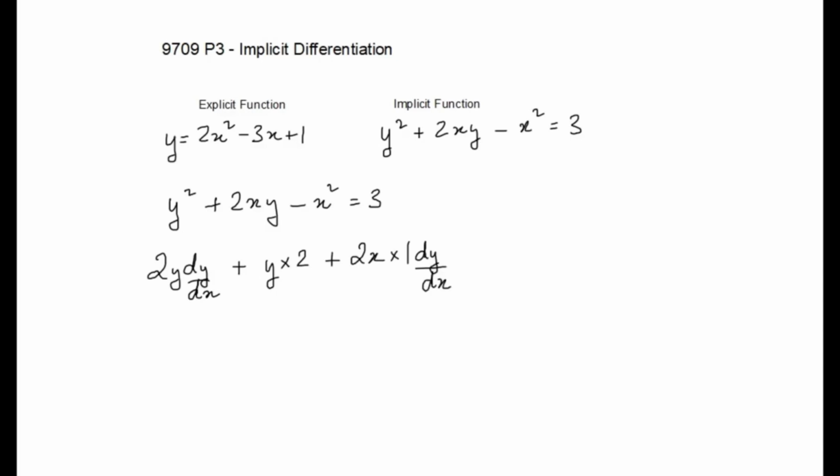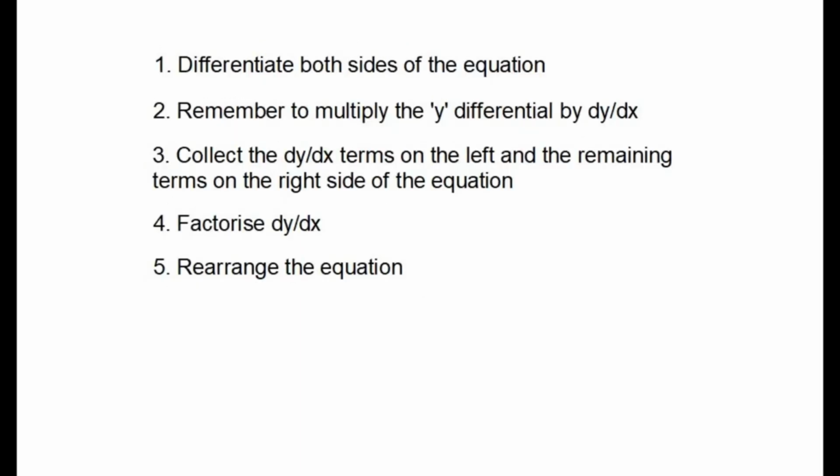And then we have minus x squared. So minus x squared, when we differentiate it, becomes negative 2x equals the differential of 3 or any other constant, which is 0. Now, an implicit differentiation question typically carries 3 to 5 marks, and students will lose 2 marks or more just because they've forgotten this one thing of multiplying a y differential by dy by dx.